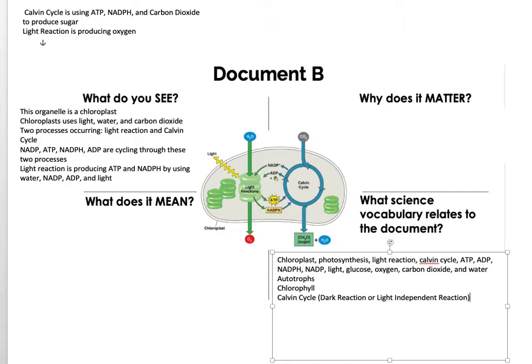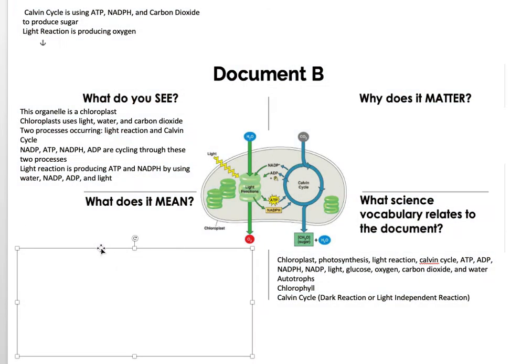Okay. So those are the science vocabulary terms as they relate to the document. If you can think of more, you can certainly add more. But this is all about photosynthesis and producing glucose and oxygen. So let's get to what does this mean?